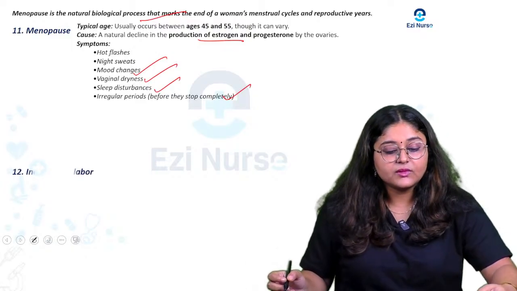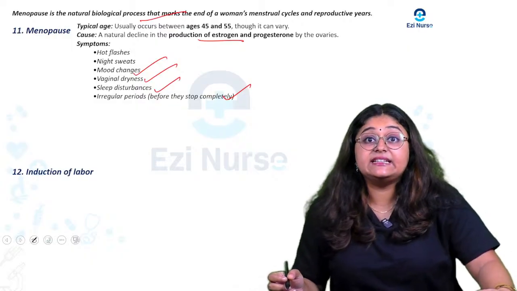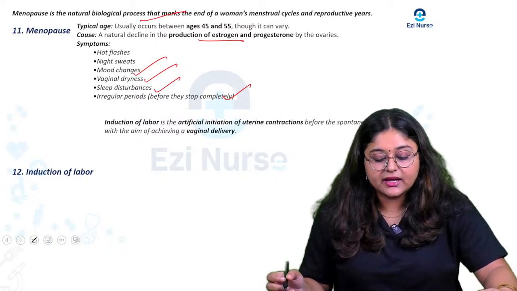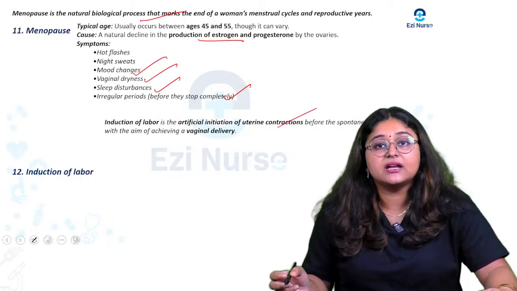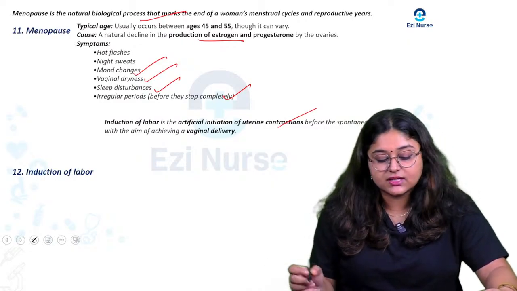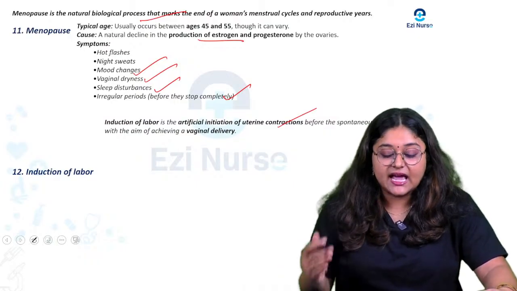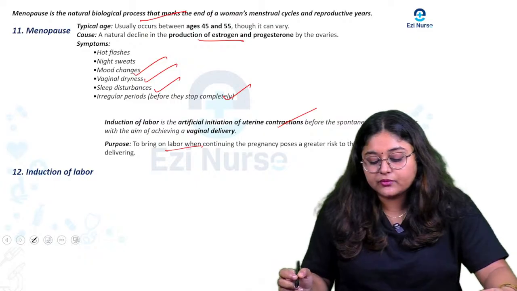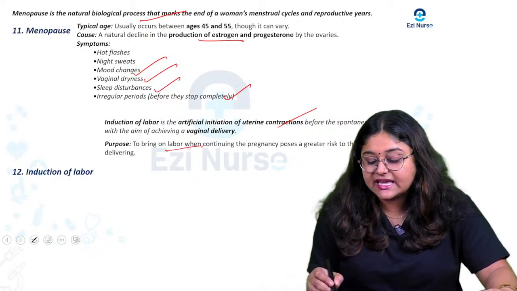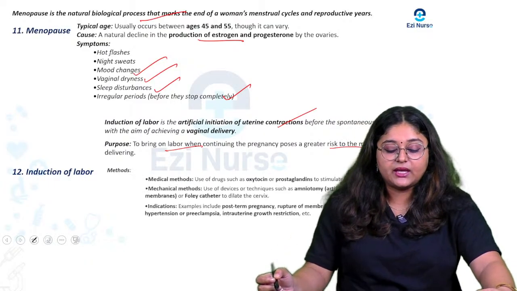Okay. Now come to the next, that is induction of labor. What do you mean by the induction of labor? It is the artificial initiation of uterine contractions before the spontaneous onset of labor, and the main aim is achieving a vaginal delivery. The purpose is to bring on labor when continuing the pregnancy poses a greater risk for the mother or baby than delivering.